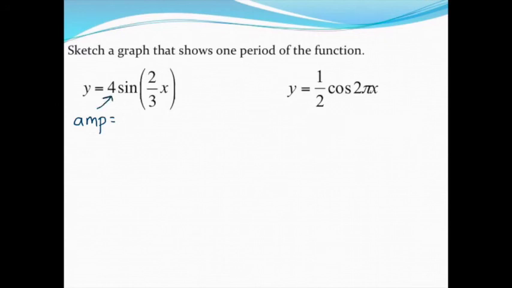The amplitude is the coefficient. So I'm going to know that my graph has an amplitude of 4, meaning a high point of 4 and a low point of -4 on my graph. Next up, I'll also want to know what the period of the graph is.